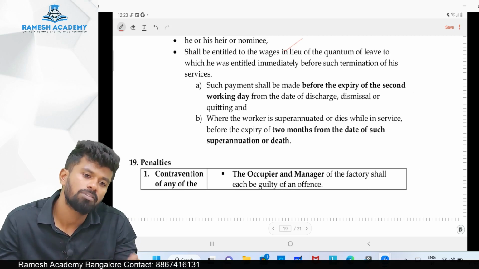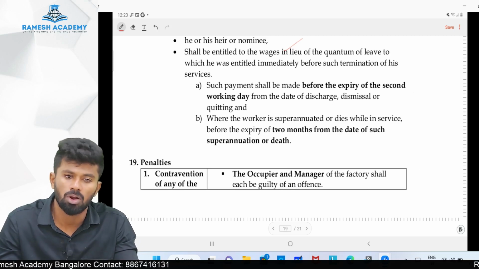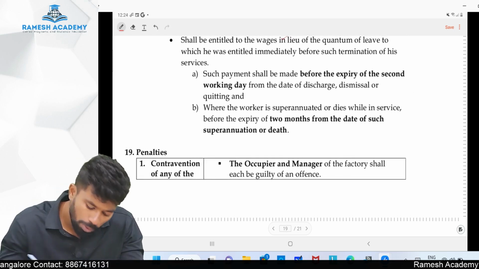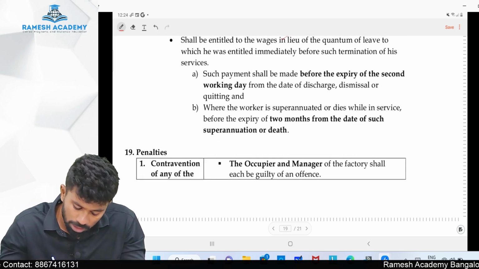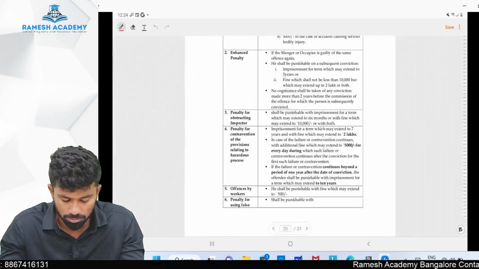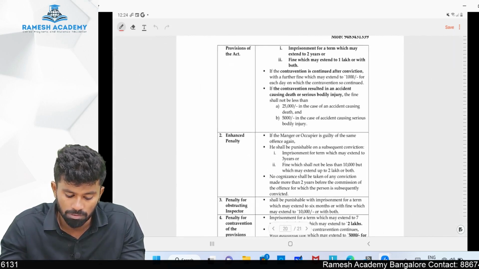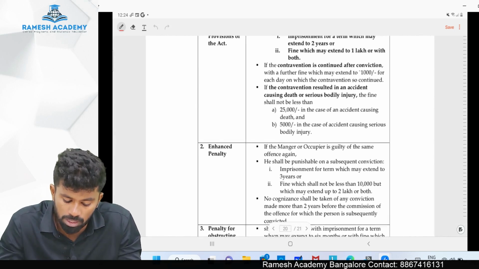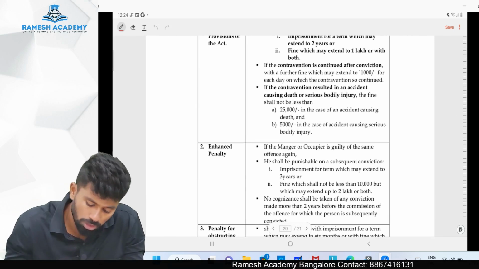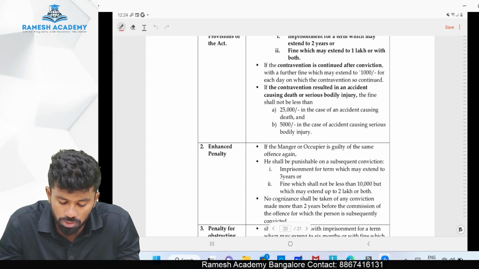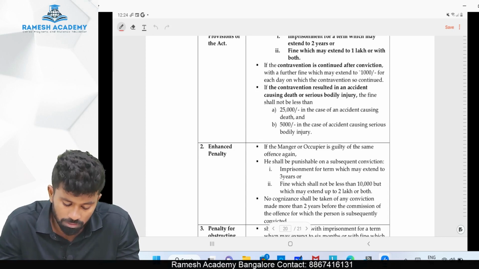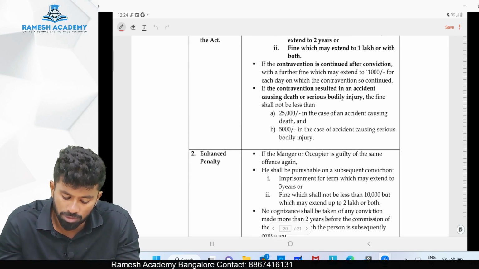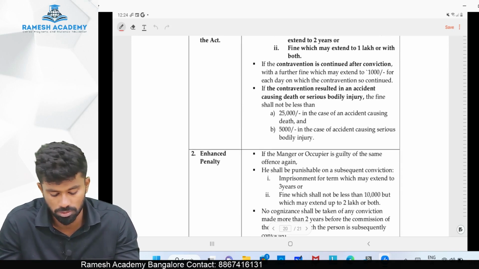If any of the provisions of this Act are not complied with, then there is a penalty for contravention. The occupier and the manager of the factory shall be each guilty of an offence. They will be liable for imprisonment which may extend to 2 years or a fine which may extend to 1 lakh or with both. If the contravention is continued after conviction, with a further fine which may extend to how much? 1,000 for each day on which the contravention so continues.